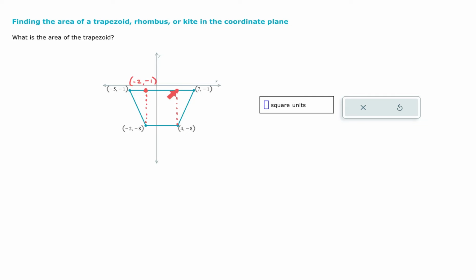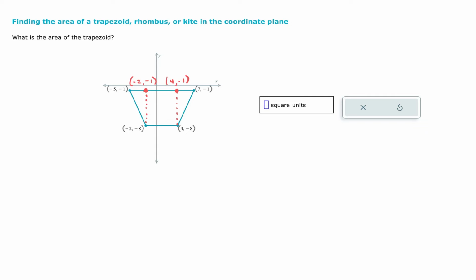This point over here will have the same x value as the one directly below it because it's the same distance from the y-axis, so it'll be 4. And its y value is going to be the same as this other one because it's the same distance from 0, so it's going to be -1.